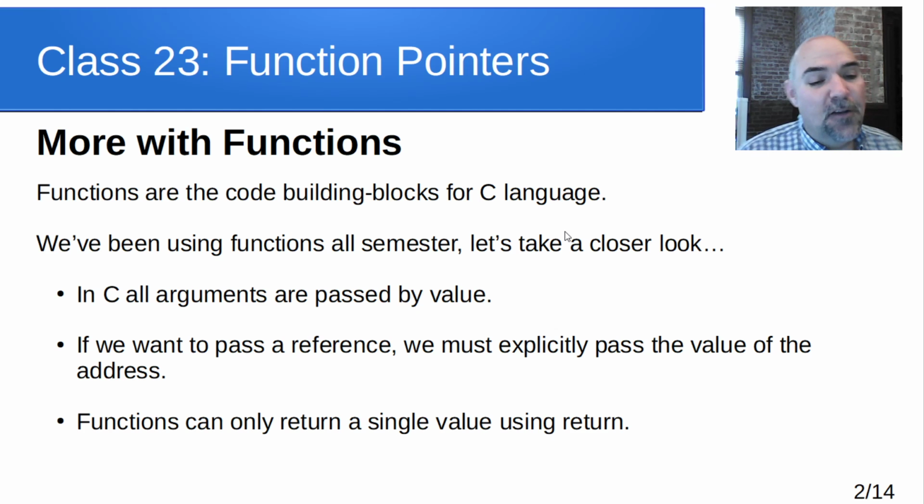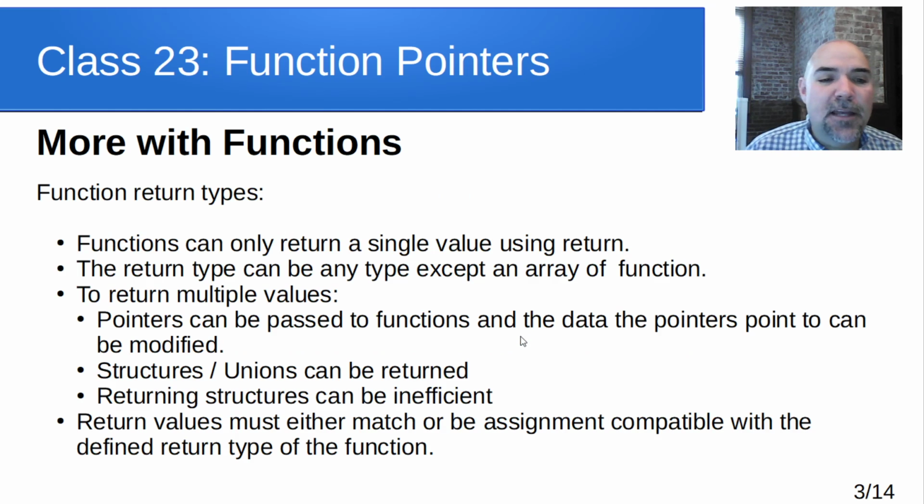So functions can also only return a single value when we use the return statement. So in other words, when we say return, you can't have a list of things that gets returned. Now, there are some ways around that, and that's not really any different than a language like Python. There's only one thing you're allowed to return, but it can have multiple items inside of that one thing. So let's take a look at that a little more closely. The function return type can only return a single value using return. The return type can be any type except an array or a function.